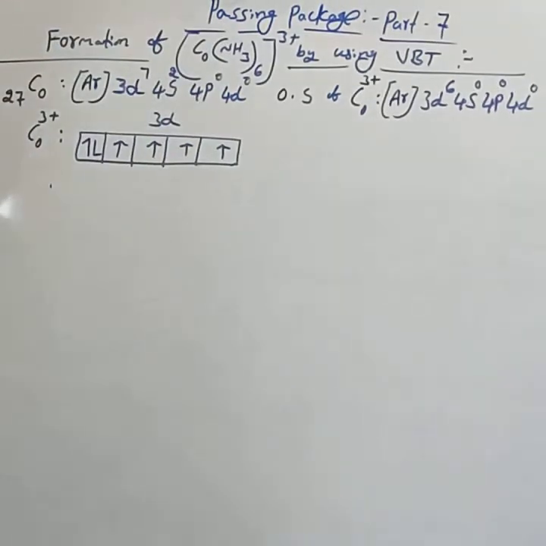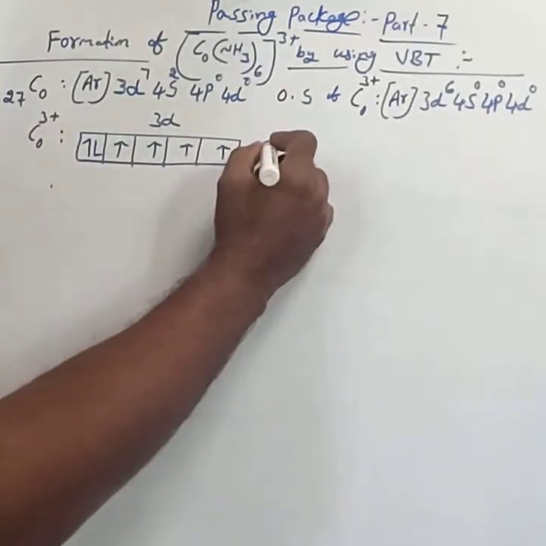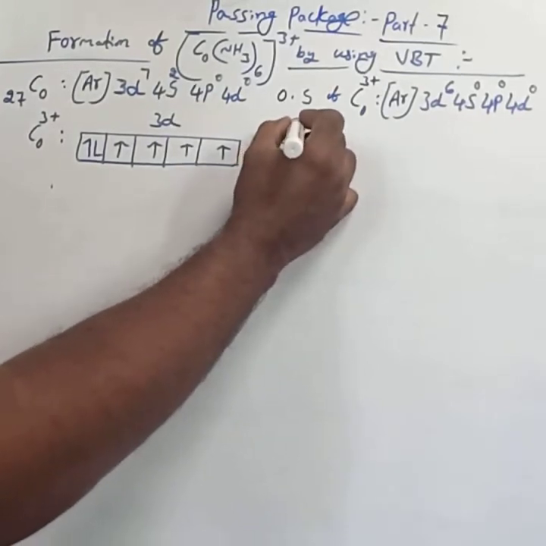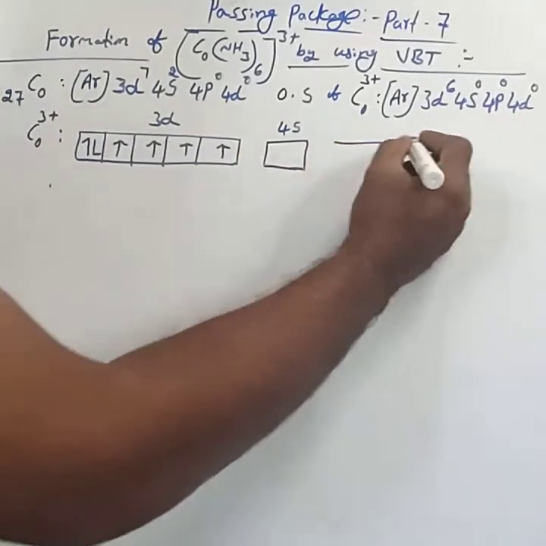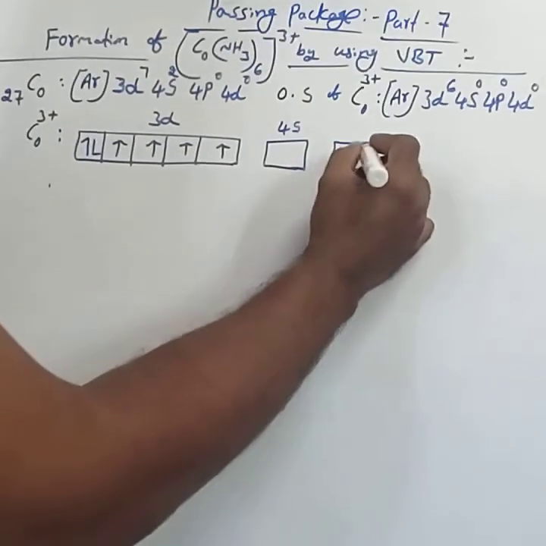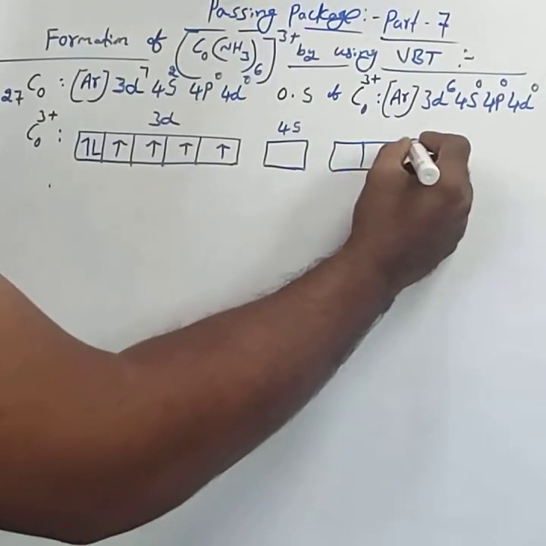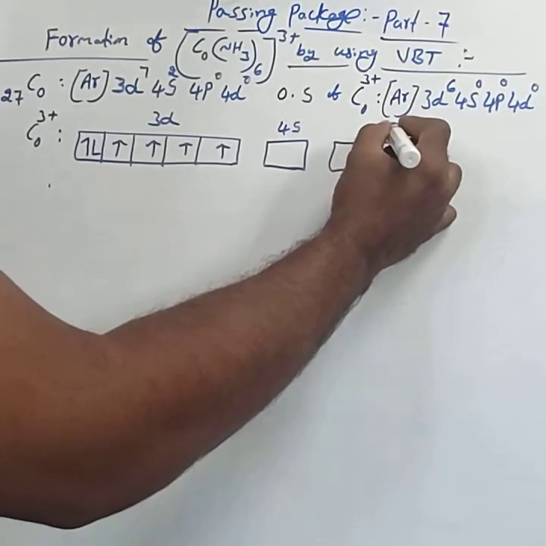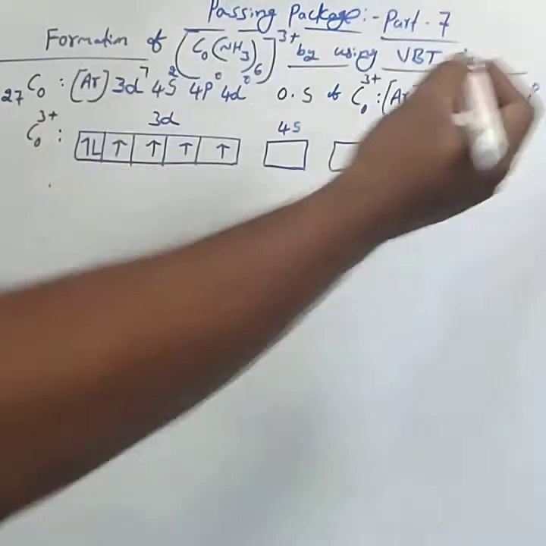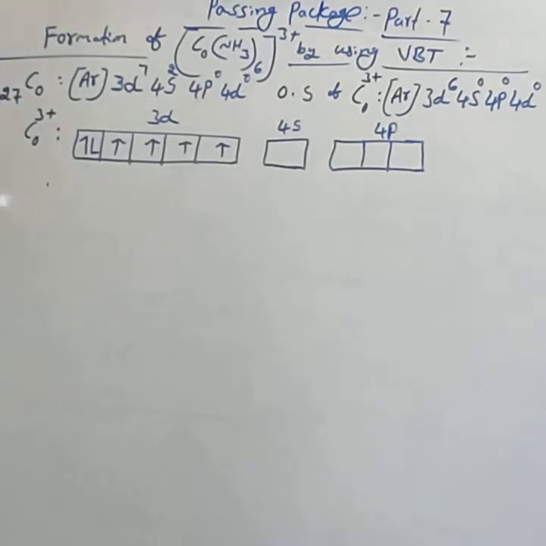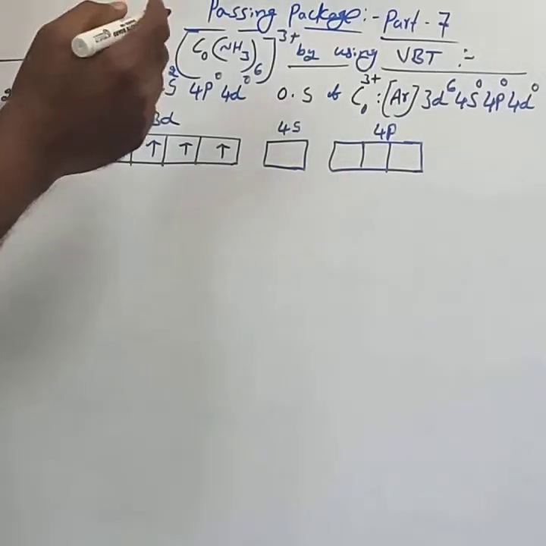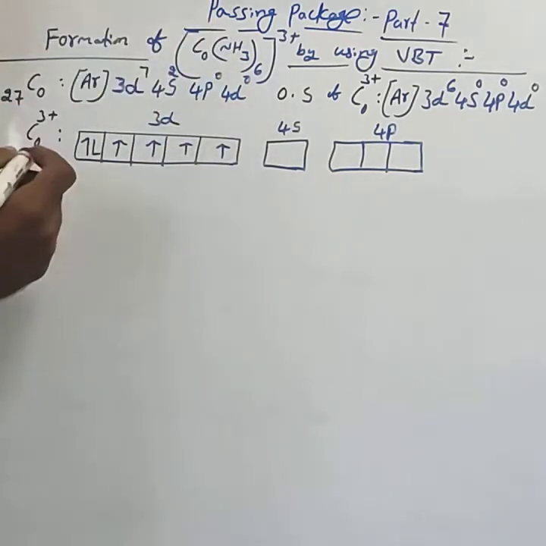This is 3d6. Then 4s: the s subshell has only one orbital, 4s. Then you consider 4p also. The p subshell has 3 p orbitals. These are vacant, 4p. Here there is no need to write 4d. Then this complex contains NH3 ligand. That NH3 is a strong field ligand.